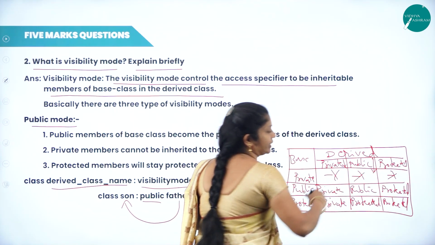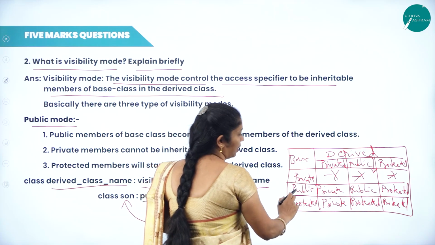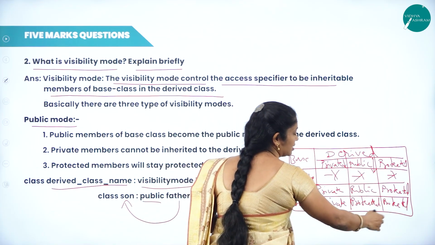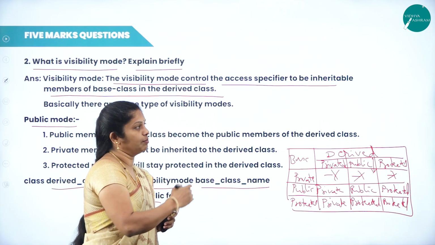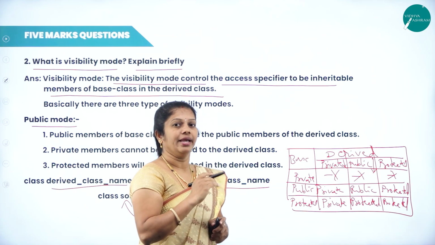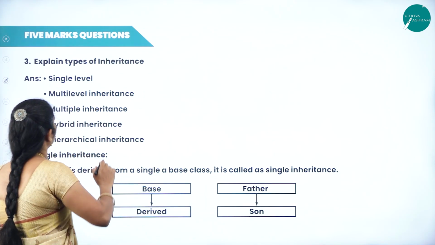When it is protected mode, then private members cannot be inherited in the derived class. Public members become protected in the derived class. Protected members stay protected in the derived class. These are the three major concepts you will study on this visibility mode, that is private, public and then protected. Now is it clear? Next we'll move on to the next question.